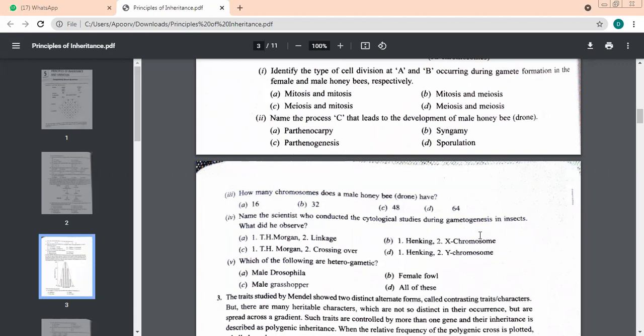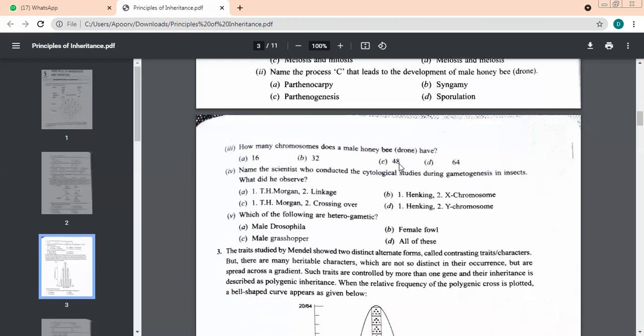Identify the type of cell division at A and B. What is the answer for the first one? Ma'am, option C, meiosis and mitosis. Very good, excellent. Meiosis and mitosis. The second one, which are? Ma'am, option C, parthenogenesis. Parthenogenesis. Sony, you agree? Yes, ma'am. Yes, bache. Now, name the process C that leads to the development of the male honeybee.